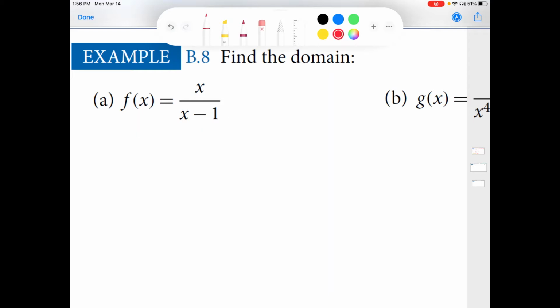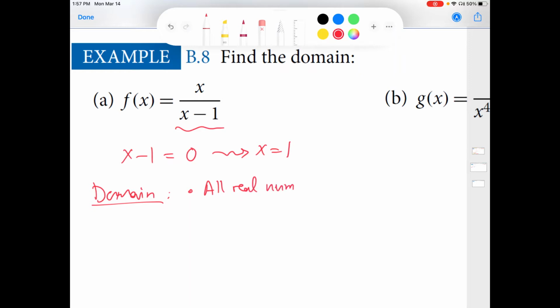This one is fairly straightforward. Denominator of x minus 1, we set this equal to 0. Solve for x, we get x equals 1. So the domain, going back again to review some of those different ways of expressing the domain, you could write it out. You could say all real numbers except x equals 1.